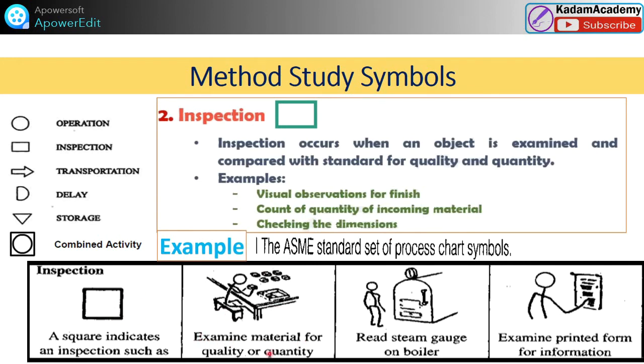Examining the material for quality and quantity, reading the steam gauge of a boiler to see what the pressure is, that also comes under inspection. Examining a printed form or information also comes under inspection. That is the second type of symbol.